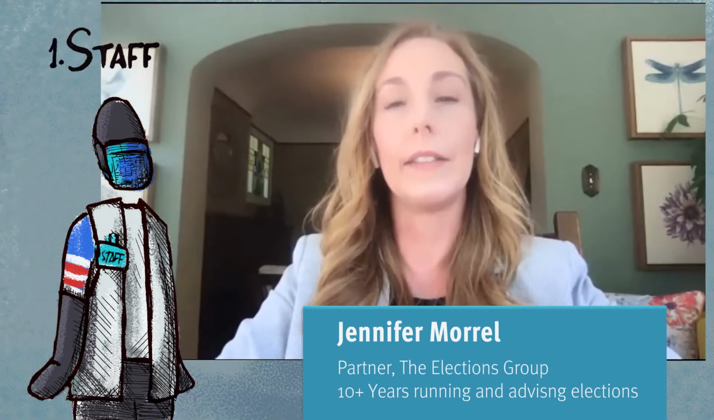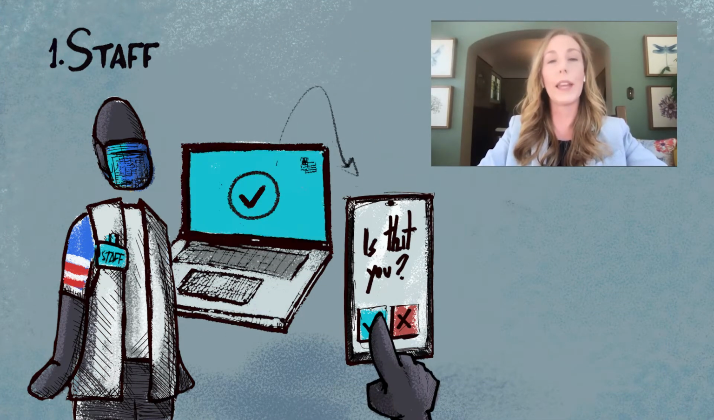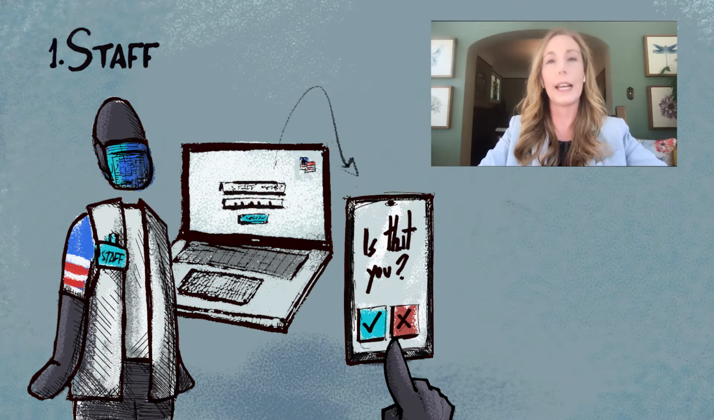First of all, election staff must verify their own identity, and this is usually done with a password and two-factor authentication before they access the voter database or the election management system, and this occurs every single time.